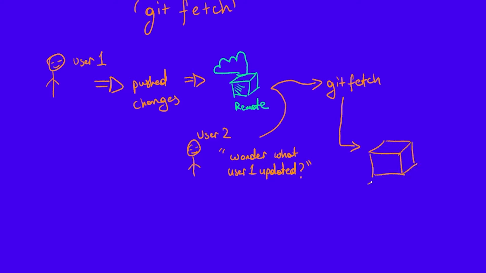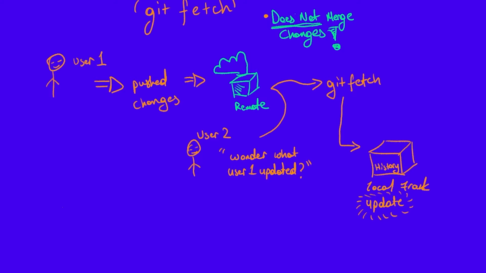When you run a git fetch, Git contacts the remote repository specified, usually named origin by default, and fetches any new commits, branches, or tags that exist in the remote repository but not in your local repository. Git updates your local copy of remote tracking branches to reflect the changes made in the remote repository.